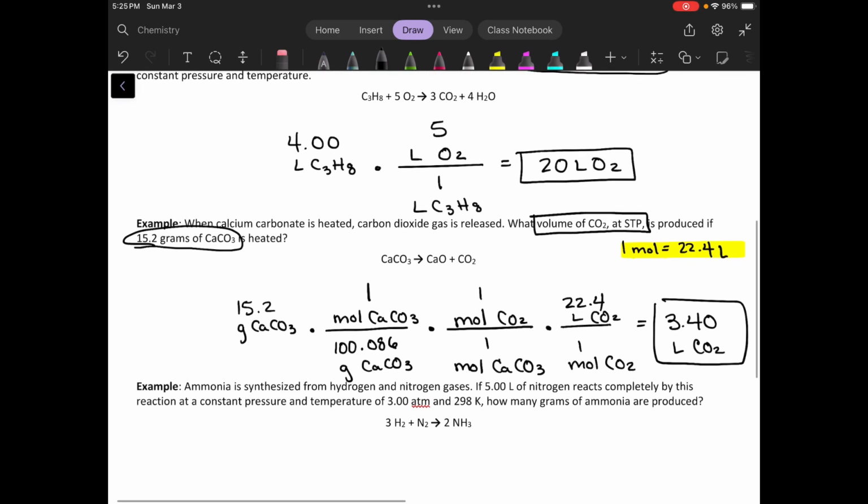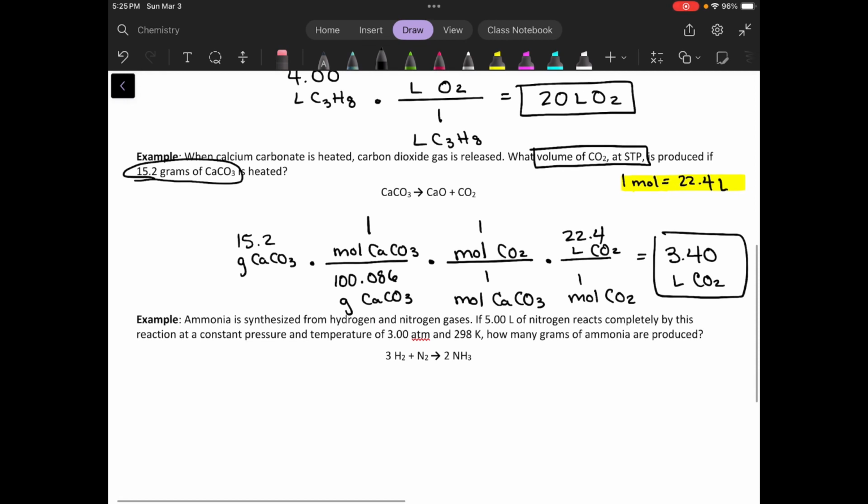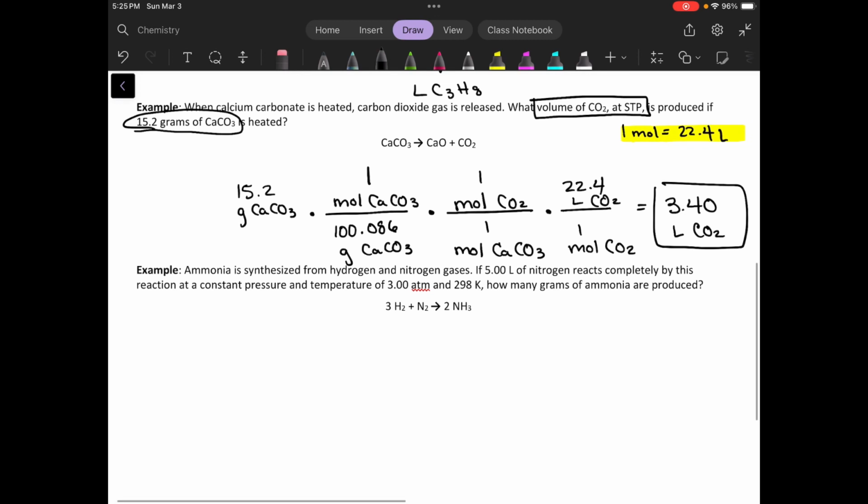Okay, let's do one more example that you might see. Okay, so ammonia is synthesized from hydrogen and nitrogen. If 5 liters of nitrogen reacts completely by this reaction at a constant pressure and temperature, how many grams of ammonia are produced? So what are they asking for here? They're asking for grams of ammonia.